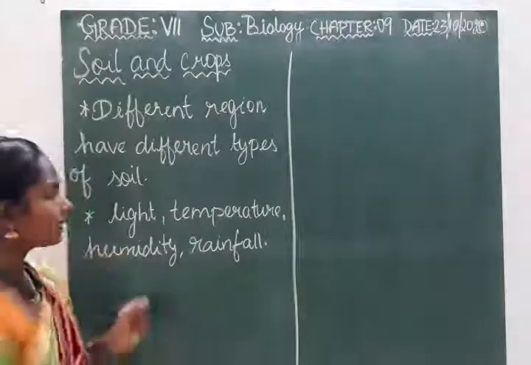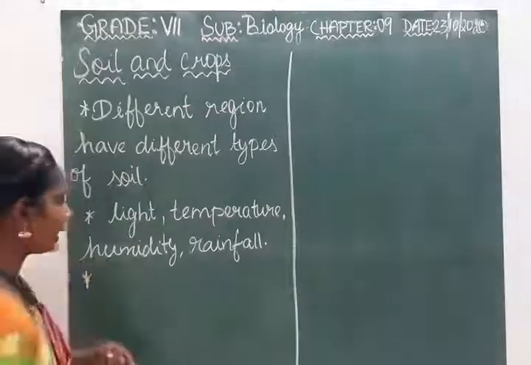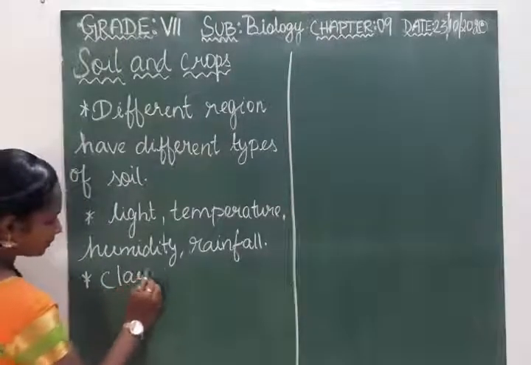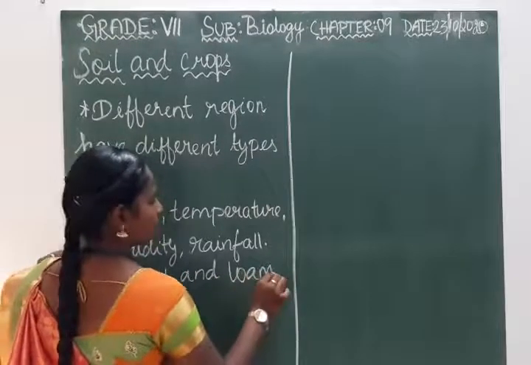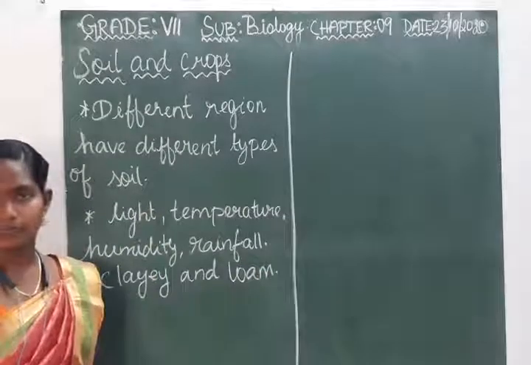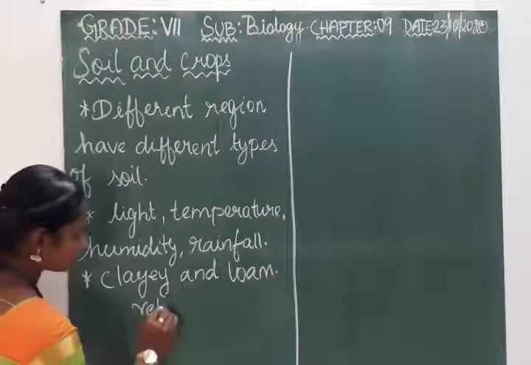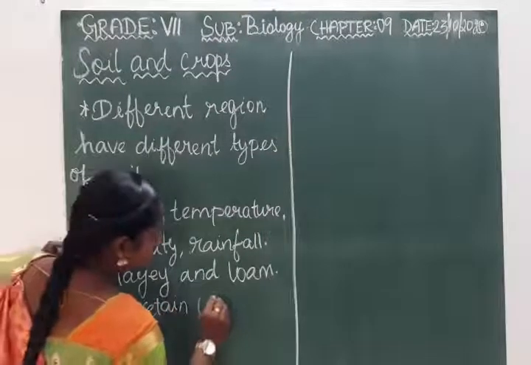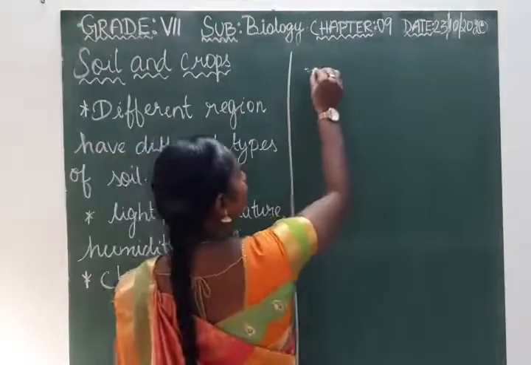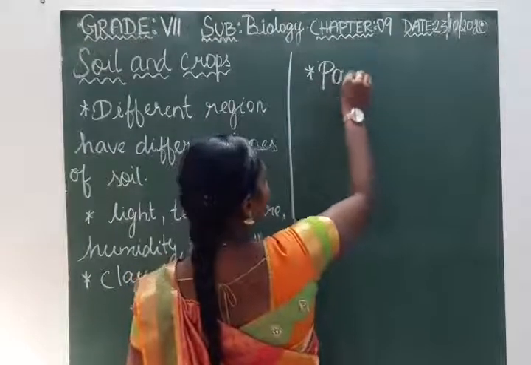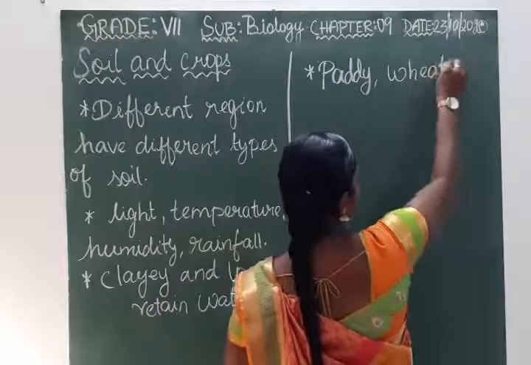Some soils give the best cultivation, like clayey and loam. Clayey and loam soil are best for the growth of plants. They have the property of retaining water, which means they can hold the water. In clay soil, we can cultivate paddy and wheat for good growth.